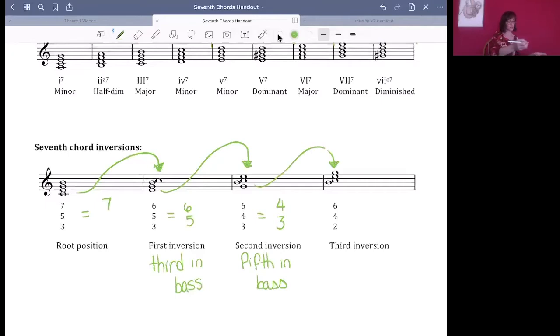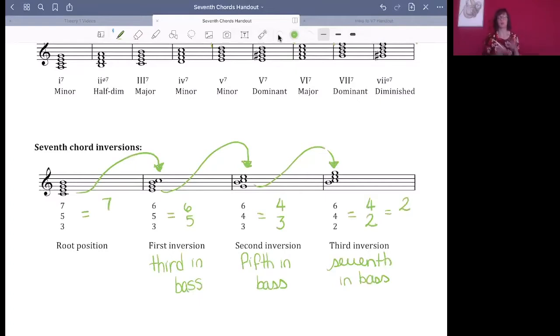And last but not least, our new inversion, our third inversion with the 7th in the bass, 2 and 4 and 6. So those are our intervals above the bass. Gives us a 6, 4, 2. Most often abbreviated as 4, 2, or I tend to just write it as a 2.